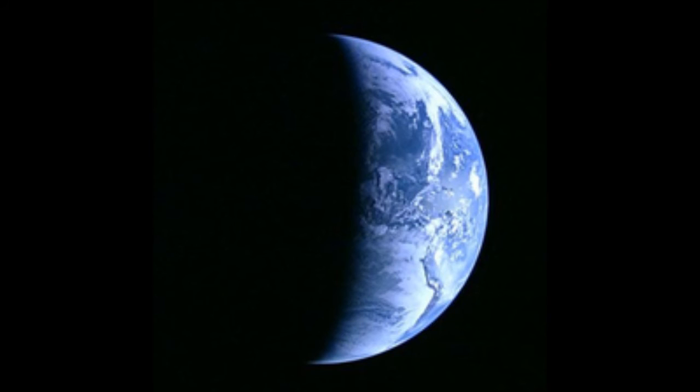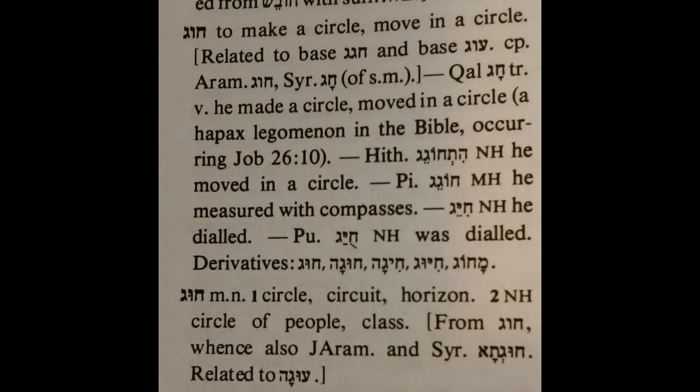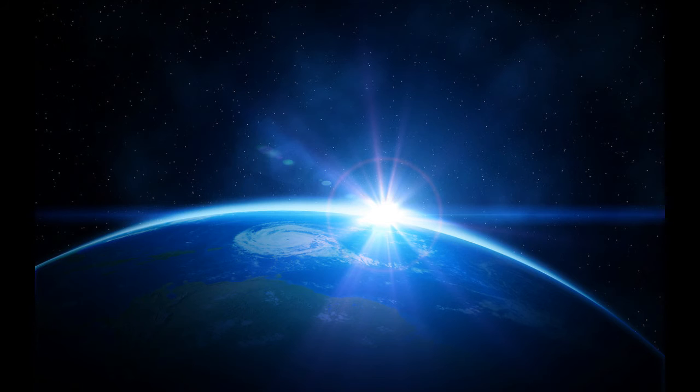And this is Ernest Klein, who's telling us that the word chug means to move in a circle. And then he gives the noun chug as circle, circuit, horizon. And when we understand the concept of horizon, remember, the chug is the root. And so it's not talking about a flat horizon. It's talking about a circular horizon, which encompasses the world.